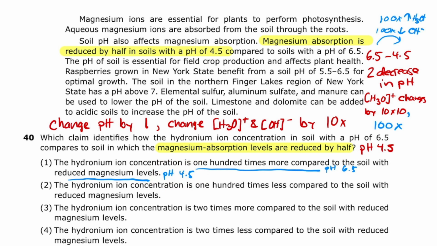But the answer choice here is saying that you have 100 times more in the soil with pH 6.5. That's not true. We have 100 times less H3O+ and 100 times more hydroxide.